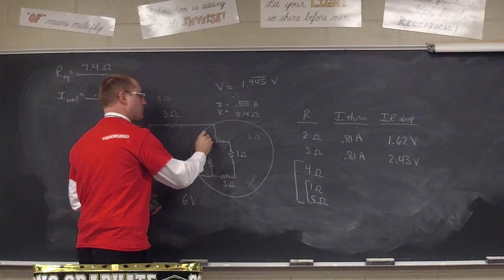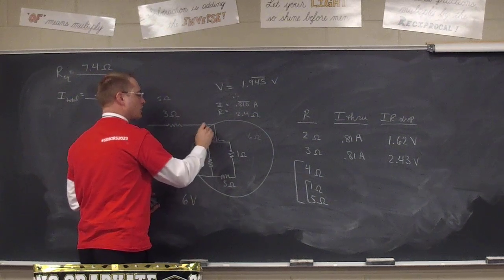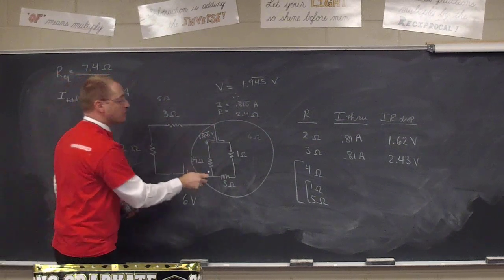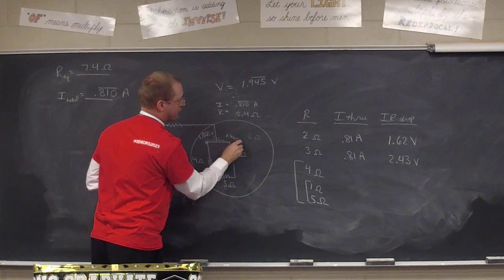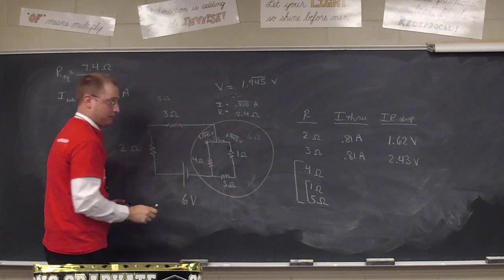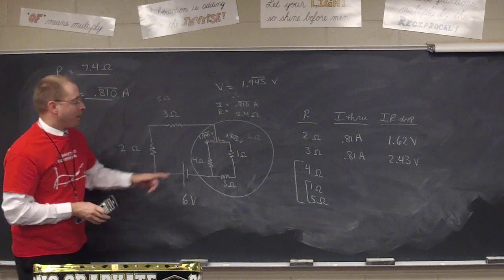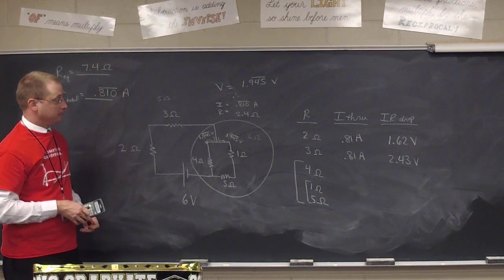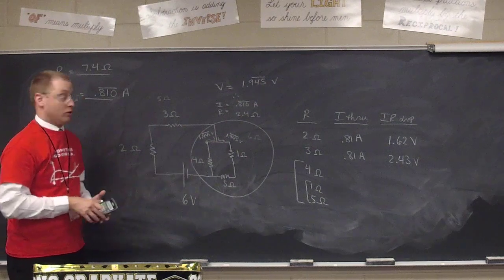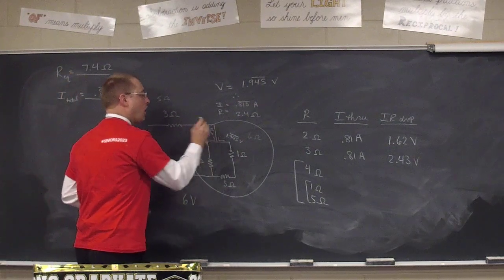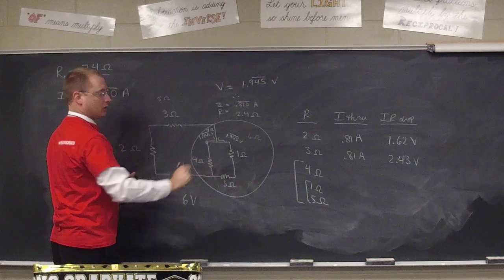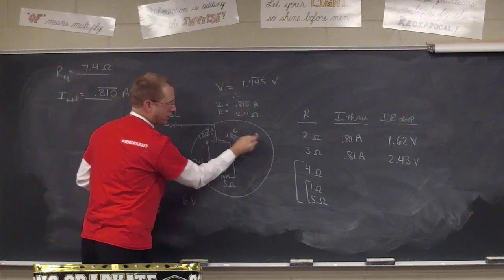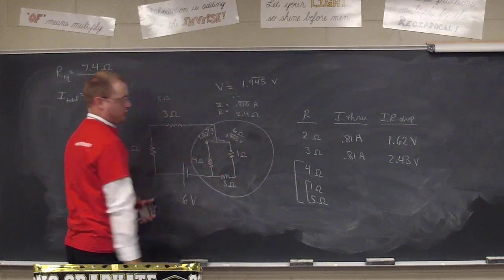This little branch has 1.945 volts pushing through it. This branch has 1.945 volts pushing through it. What else do I know about this first branch, class? There's 4 ohms in it. What do I know about this branch? There's 6. I've already got it written here, but I'll write it again. There's 6 ohms in it.